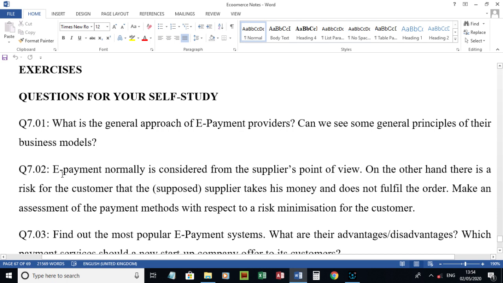That is another idea for you. Two, e-payment normally is considered from the supplier's point of view. On the other hand, there is a risk for the customer that the supposed supplier takes his money and does not fulfill the order. Make an assessment of the payment method with respect to risk minimization. Remember, we have done risk management, risk minimization to the customer.